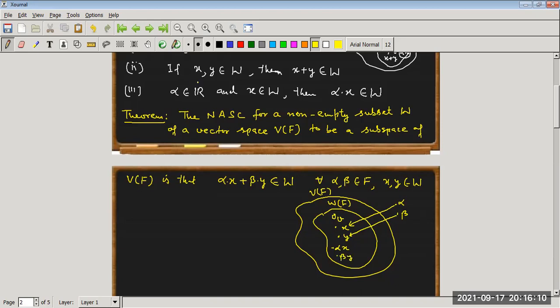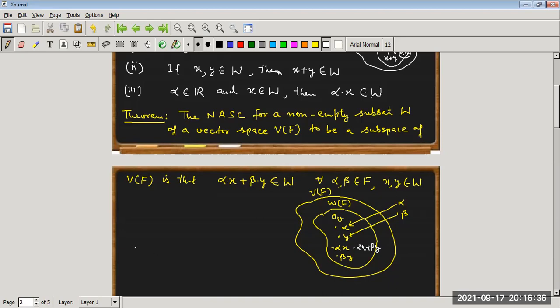And then what is the second? If we have two elements x, y in W, then the vector addition x plus y must be in W. So we can write that alpha x plus beta y must be in W. So if alpha x plus beta y belongs to W, then we can say W is a subspace of the vector space V over F.